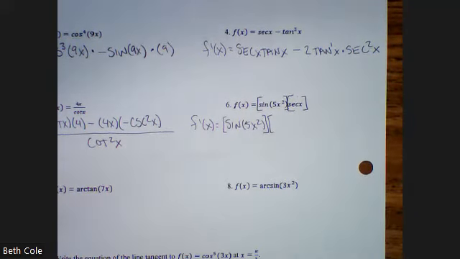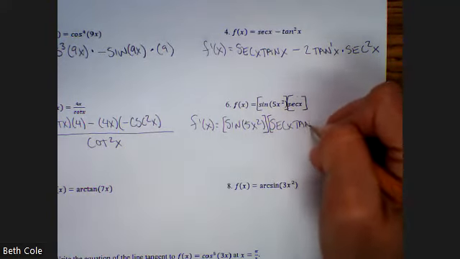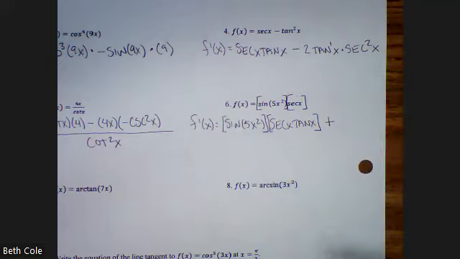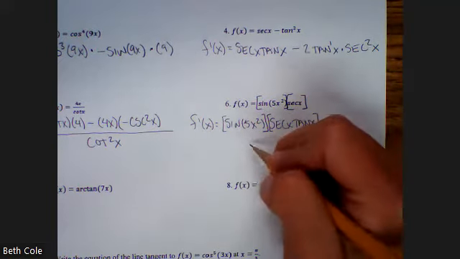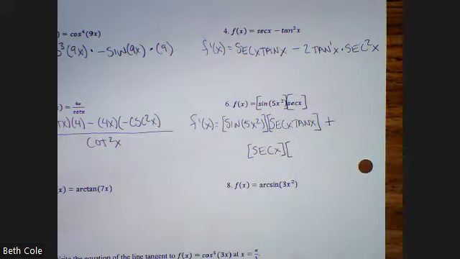Derivative of secant. Okay, there won't be a negative. Who's secant's buddy? Think about that. And then what's your derivative of secant? Good, perfect. Secant tangent. So that's first times derivative of the second, plus, I'm going to go down to the next line, the second thing times derivative of the first.